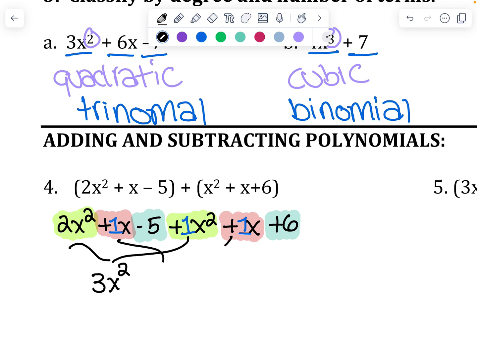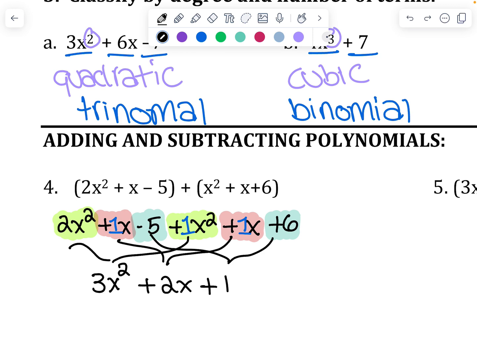Then let's take a look at my x's. 1x plus 1x, I get a positive 2x. And then a negative 5 plus 6, because this was a minus, so it makes it negative, I get a positive 1. And if you look at this, I put this in standard form automatically, which means my highest exponent should always come first, which is 2. And then it goes 1, and then my last term is a constant. So you should always put your final answers in standard form.